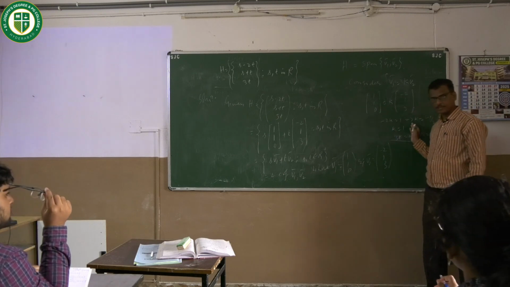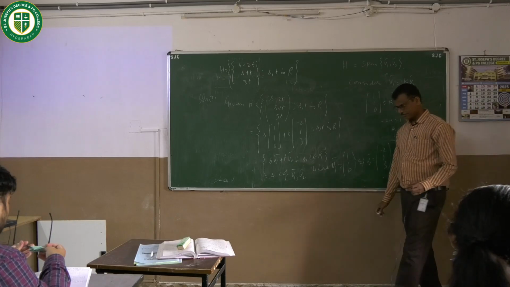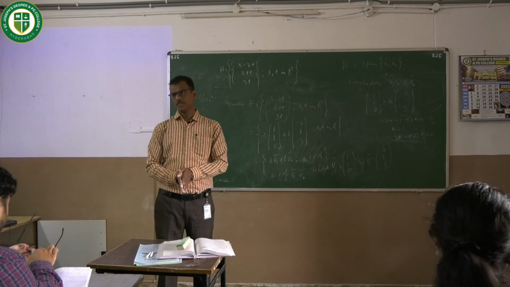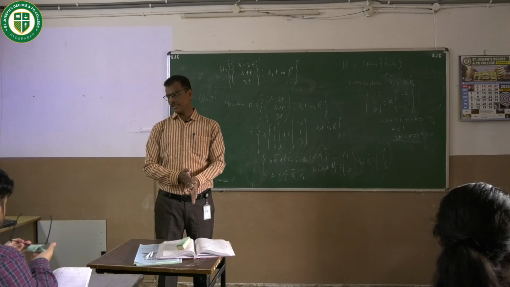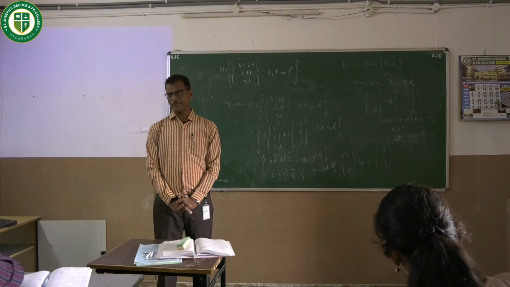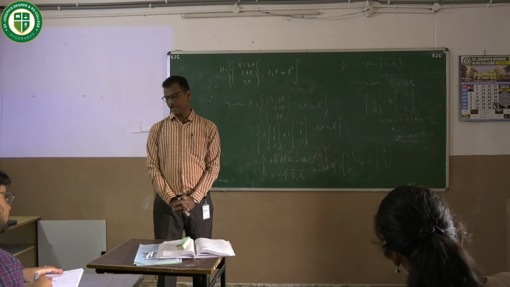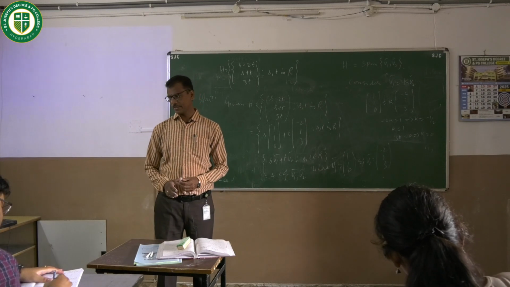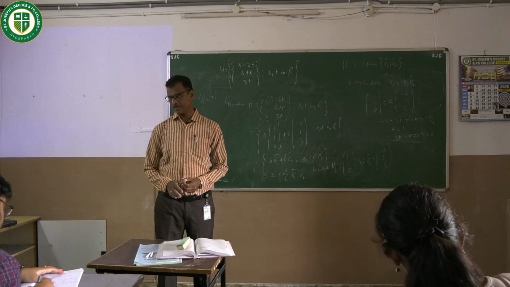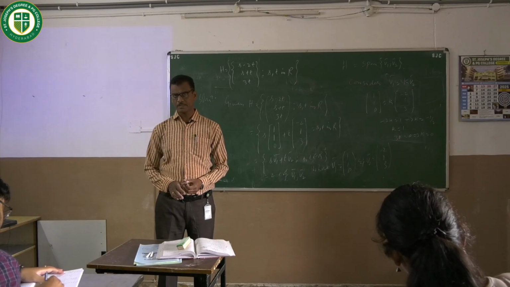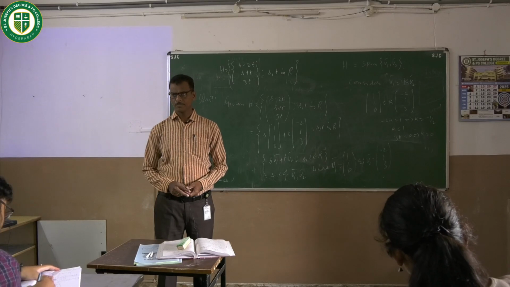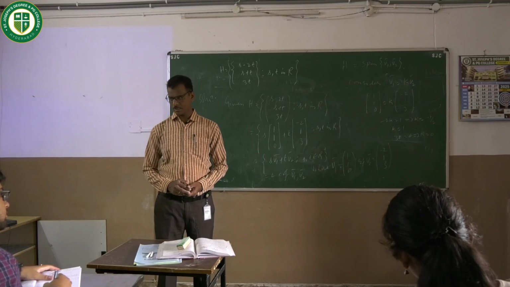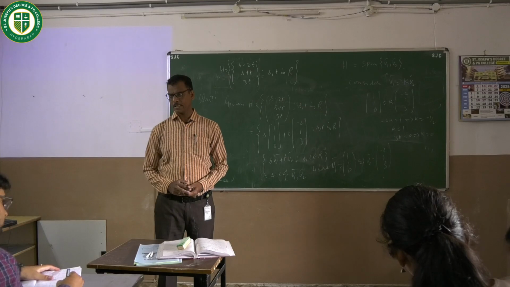Write down. Up to right here. The given set of vectors, V1 bar and V2 bar, are not multiples of each other, therefore the set of V1 bar and V2 bar are linearly independent.